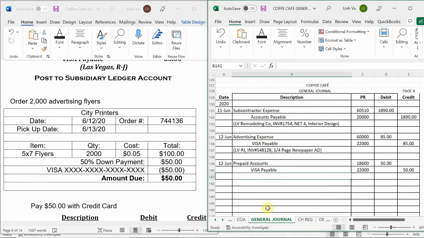So in this case, here's what we did. This was to City Printers. Proof of our transaction was our order number, because we requested to order these flyers to be printed. And they required a 50% down payment on 2,000 flyers.